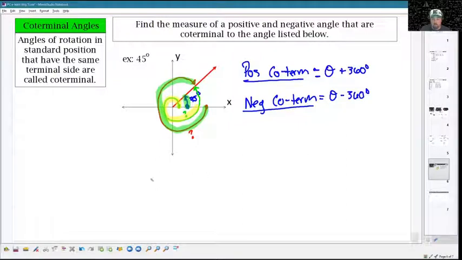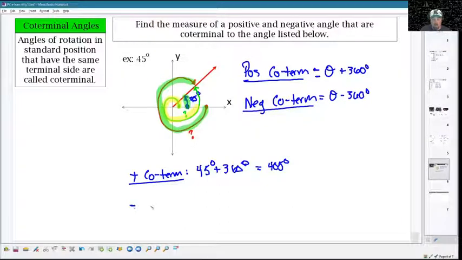So to find the positive coterminal for this one, my theta is 45. So I'm going to go 45 plus 360. Sorry about the writing there, guys. But plugging this in, 45 degrees plus 360 is 405 degrees.